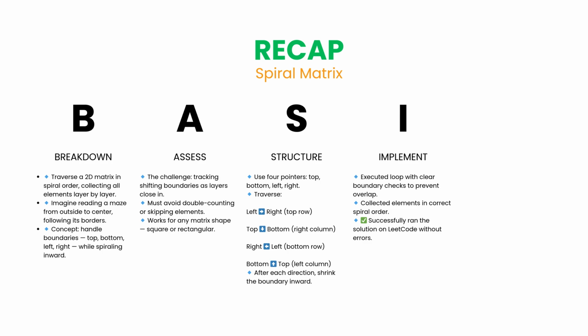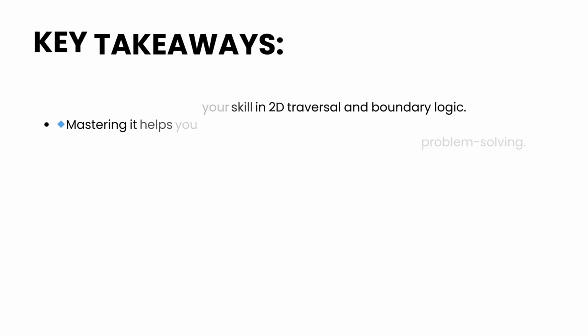Implement recap. We implemented this with a simple loop, appending elements to a result list as we spiral inward. The code runs cleanly on LeetCode, handling all matrix shapes without error. Check recap. We verified edge cases such as empty matrices, single rows, and single columns. Every element is visited exactly once, giving O(m times n) time and O(m times n) space for the result.